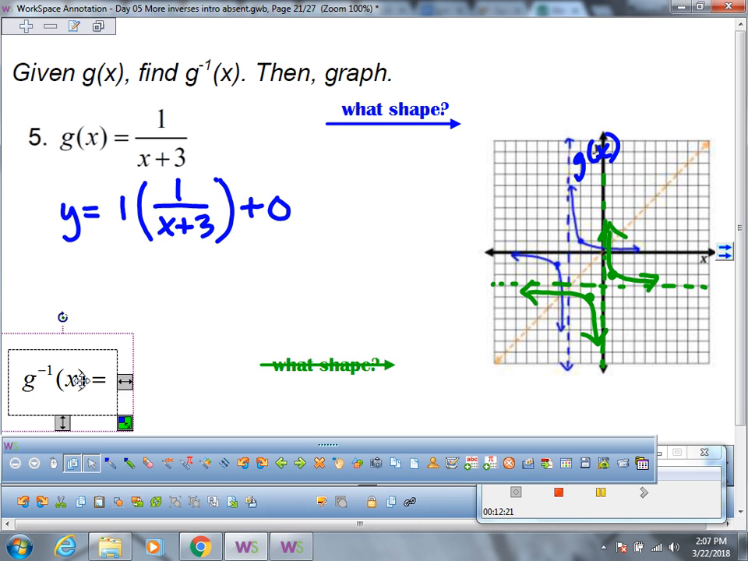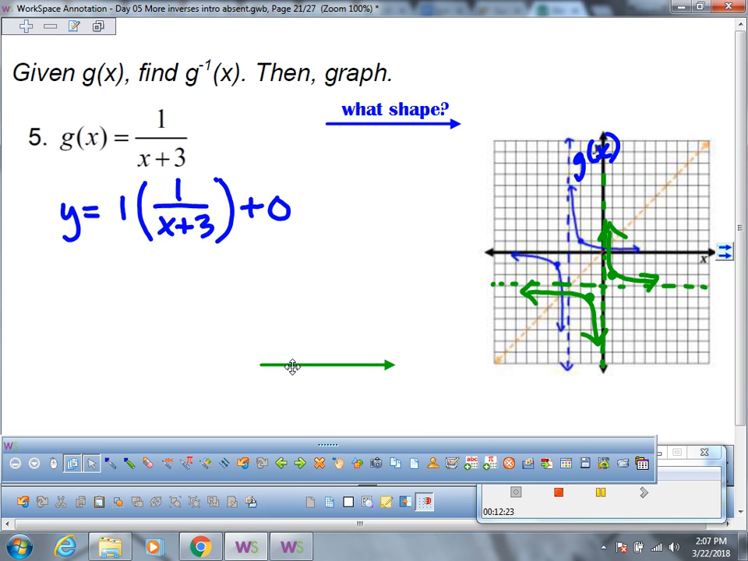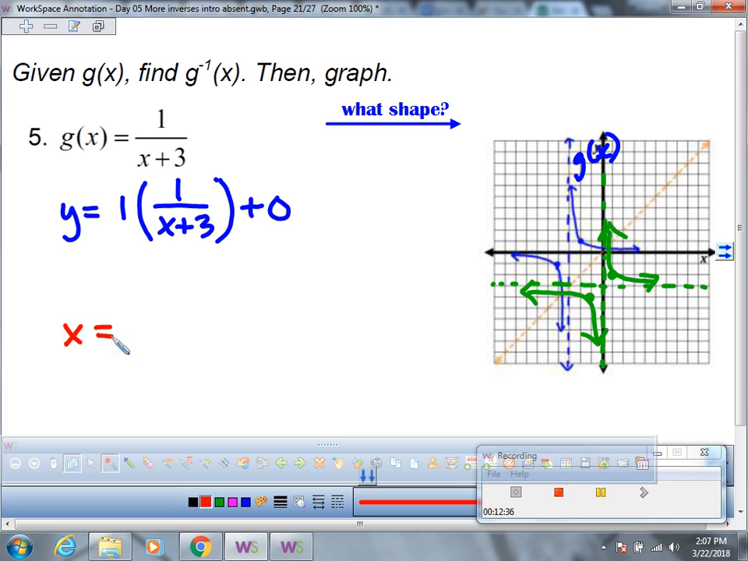So now, to find the inverse function, I need to switch x and y. Ready for that? Yes, Mrs. Mona, we're still ready. Okay, so wherever I see a y, I'm going to put an x. So x equals, I don't need all this stuff, right? Just this. So x equals 1 over y plus 3.